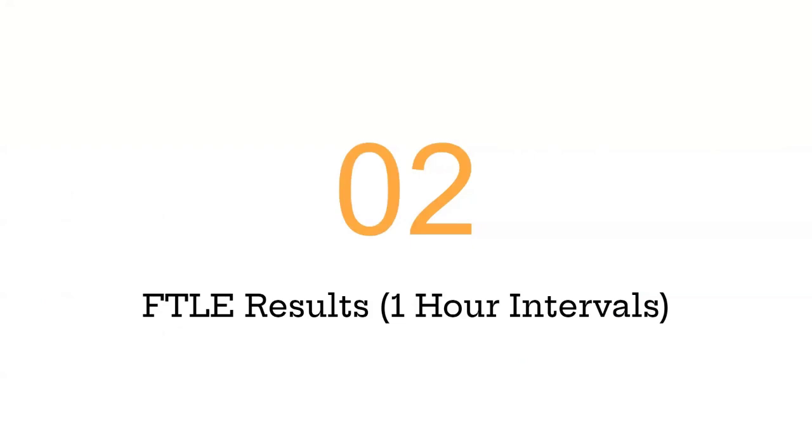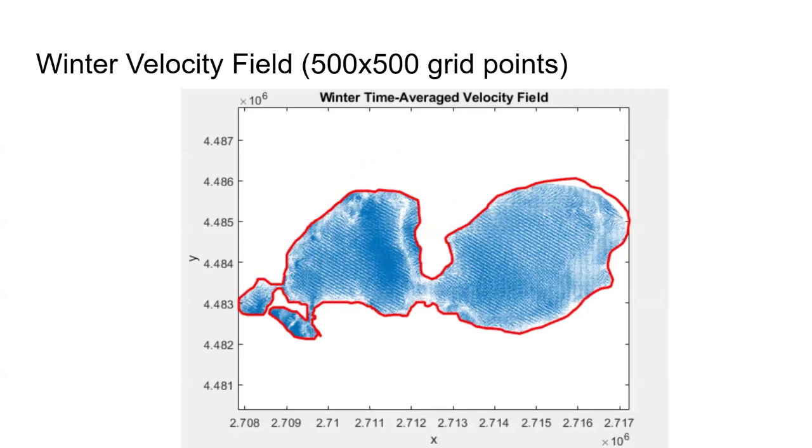Now we'll be moving on to the second part of the slides, where we show the FTLE results of 1 hour interval data sets. We came up with this winter velocity field from the data given to us from in-field sensors, which measure velocity vectors throughout the lake or the basin. We chose the 500 by 500 grid points as our resolution since it provides sufficient data points throughout the basin without sacrificing too much computational time.